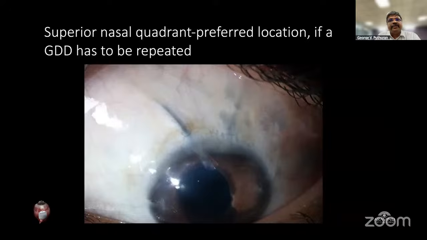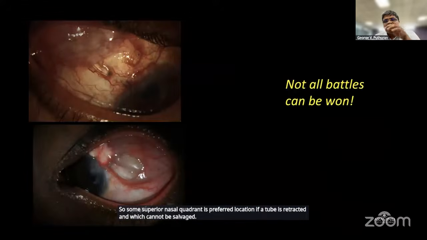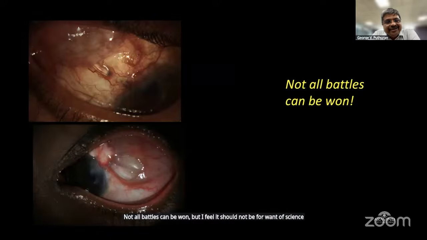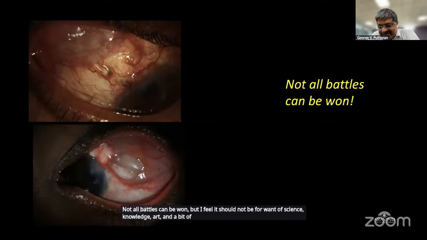So superior nasal quadrant is the preferred location if a tube is retracted and cannot be salvaged. Not all battles can be won, but I feel it should not be for want of science, knowledge, art, and a bit of perseverance. Thank you very much.